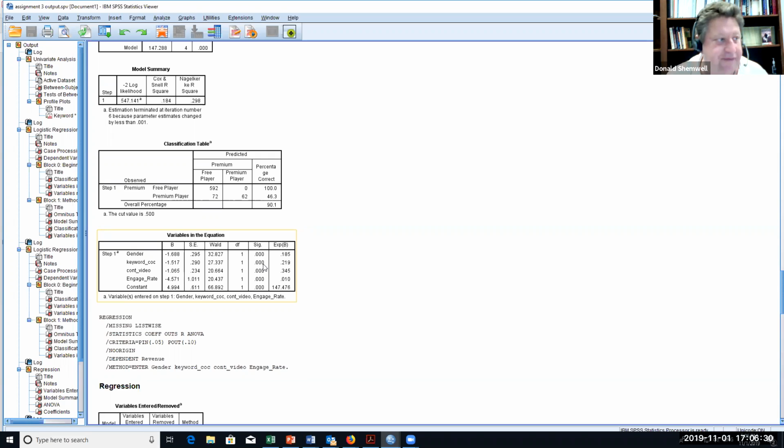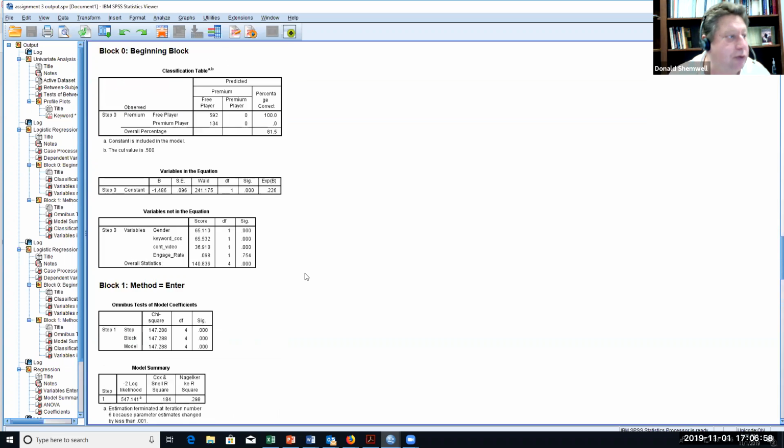The other thing I want to point out is that we did this in logistic regression. If you do not have logistic regression, you can run it as ordinary regression, and you'll get virtually the same output. The beta will have the same signs. The numbers might be different, but you'll have the same signs, and it'll all come out the same. So if you've got a student version, or IBM version 23 or 24 or something, and you do not have logistic regression, it's okay. You don't have to have it.